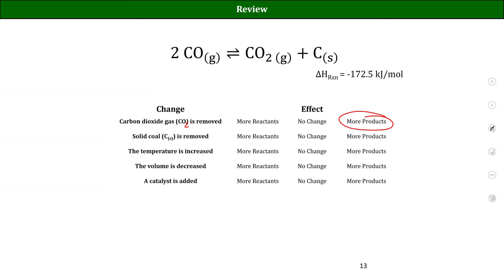What about if you remove the solid coal? No change, right? Solids don't show up in our equilibrium expression. So changing the amount of coal that you have doesn't change anything, right?